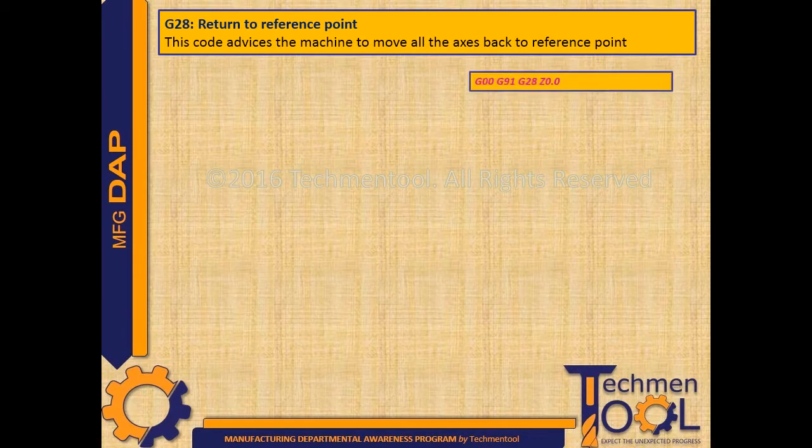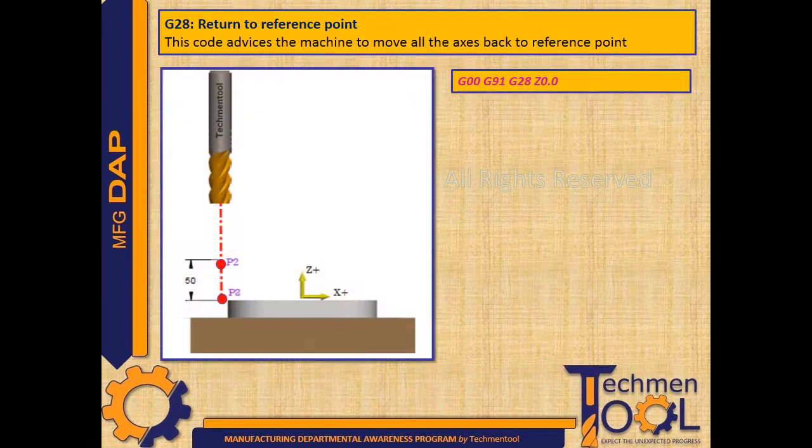G28 return to reference point. This code advises the machine to move all the axes back to the reference point. G40 cutter compensation cancel.